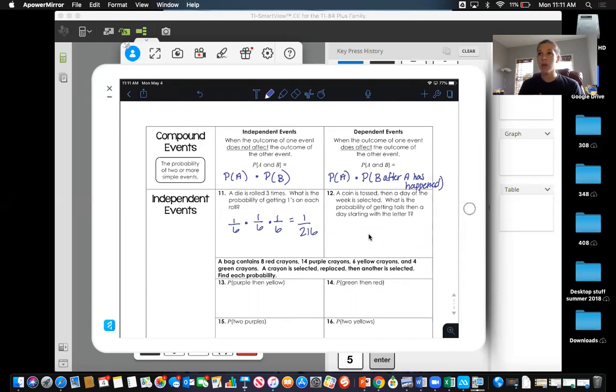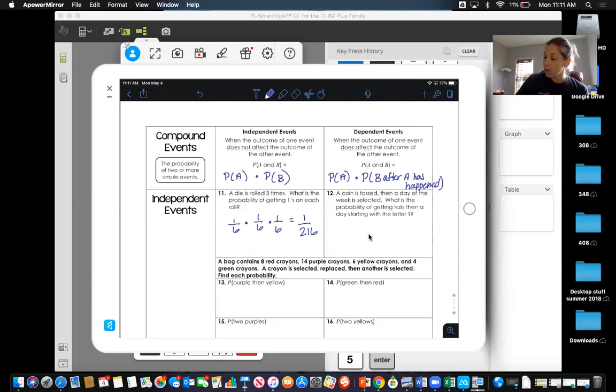Okay, so then we have a situation, number 12: a coin is tossed, then a day of the week is selected. My coin toss has nothing to do with the day of the week. They're two totally independent things. What's the probability of getting a tails and then a day starting with the letter T?